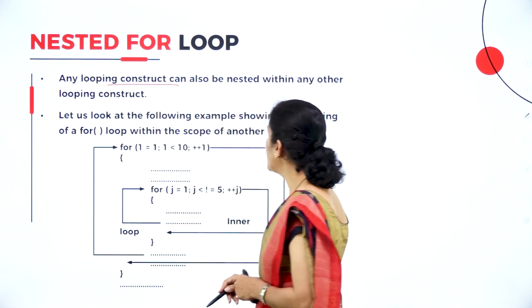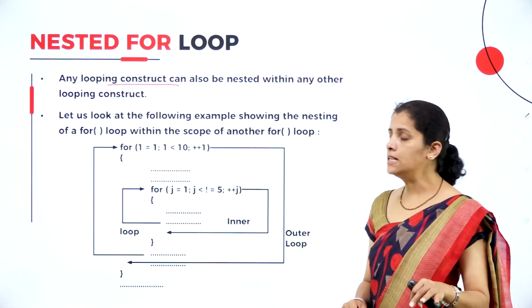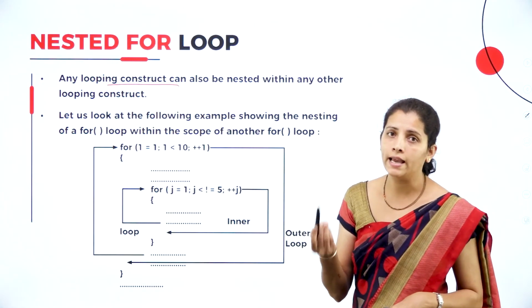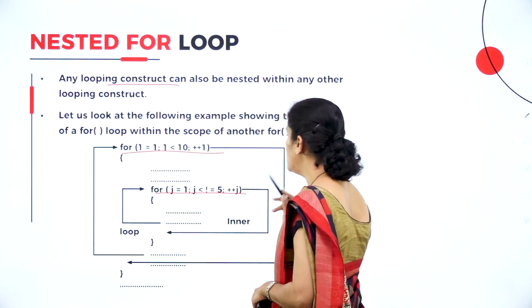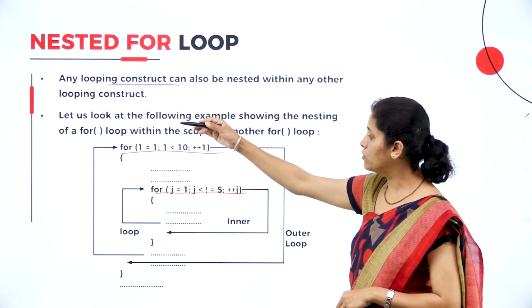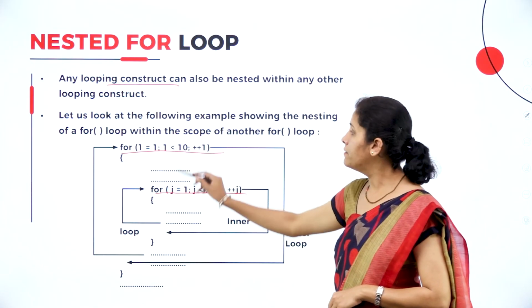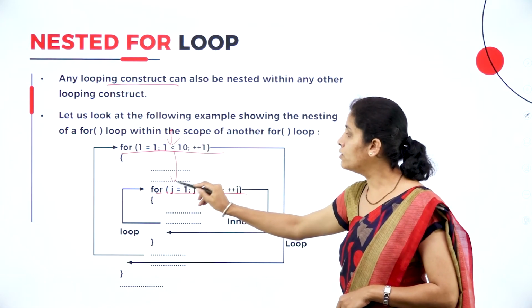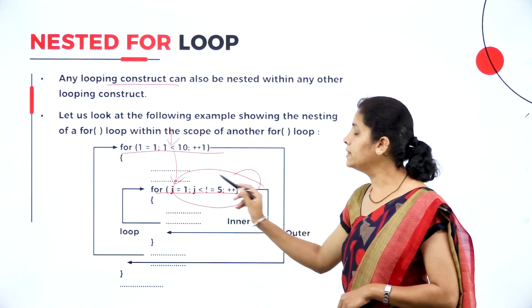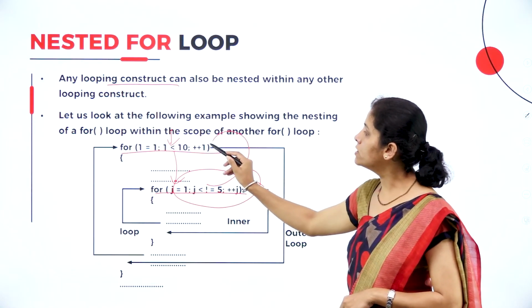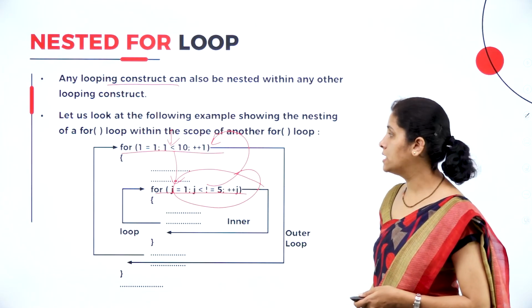Any looping construct can also be nested. Any looping construct I can nest, in the sense within one looping construct I can write another looping construct. See here, this is my outer for loop and this is my inner for loop. First, the outer for loop is going to execute. If this condition is true, the control enters into the inner for loop and it's going to execute. When this condition fails, then the control transfers to the outer for loop. So this is the way the nested for loop is going to execute.